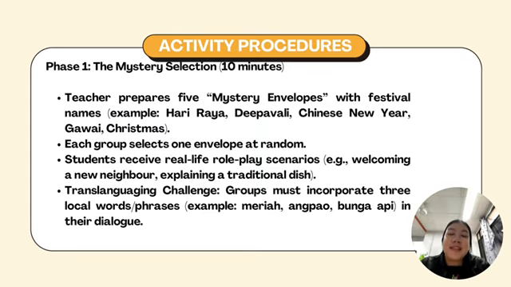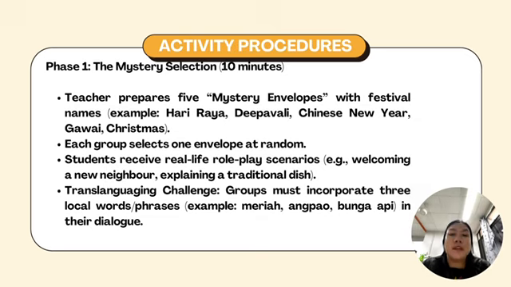Let's move on to the step-by-step of this activity. Phase 1 of the lesson is called the mystery selection and it takes about 10 minutes. In this phase, the teacher prepares 5 mystery envelopes, each containing the name of a festival such as Hari Raya, Deepavali, Chinese New Year, Gawai, and Christmas. Students are divided into groups and each group randomly selects one envelope. The festival inside the envelope becomes the focus of their activity.